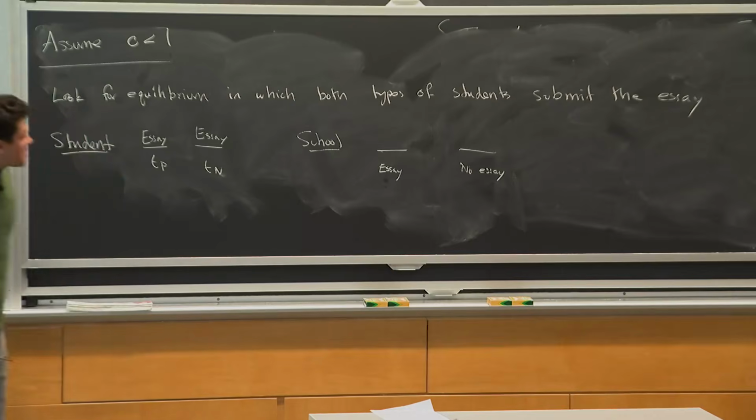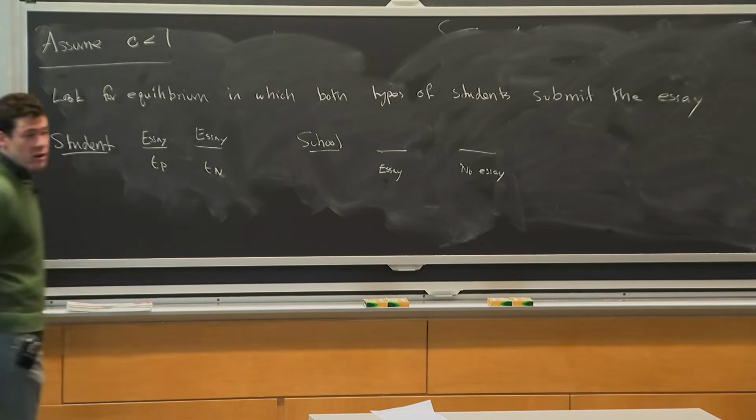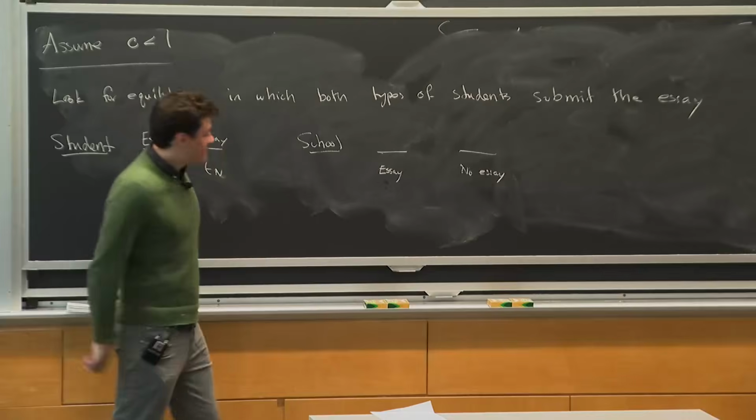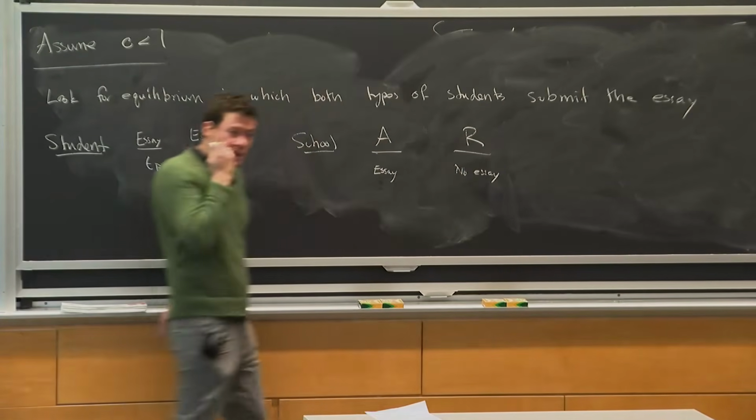If we think about our experience with how these things work, what is a guess about what the school strategy might be if we want to look for this equilibrium where all the students are writing the essay? What's your guess about what the school might do? If they see that you submitted the essay, what are they going to do? They're probably going to accept you, right? And if they see you didn't write the essay, they're going to reject you. Let's see how this works out.